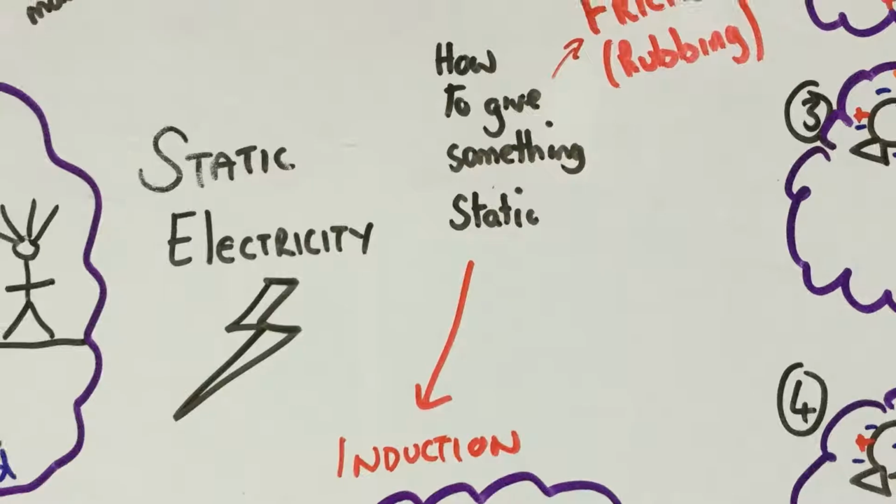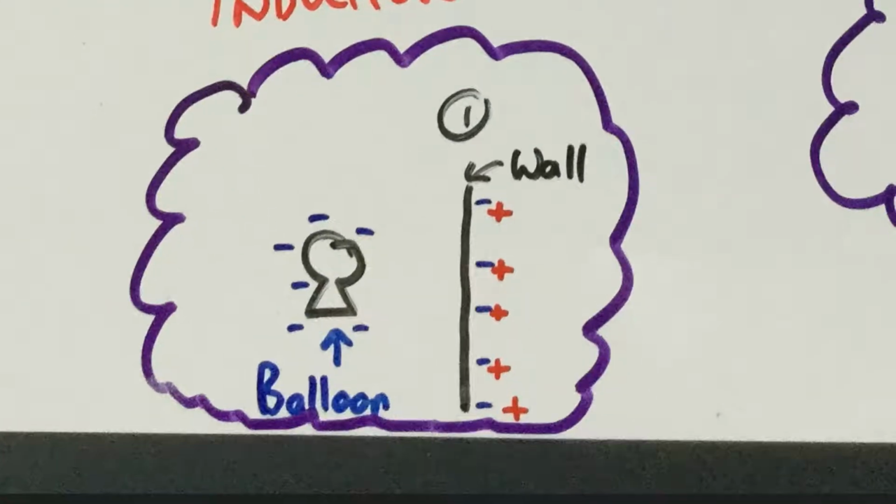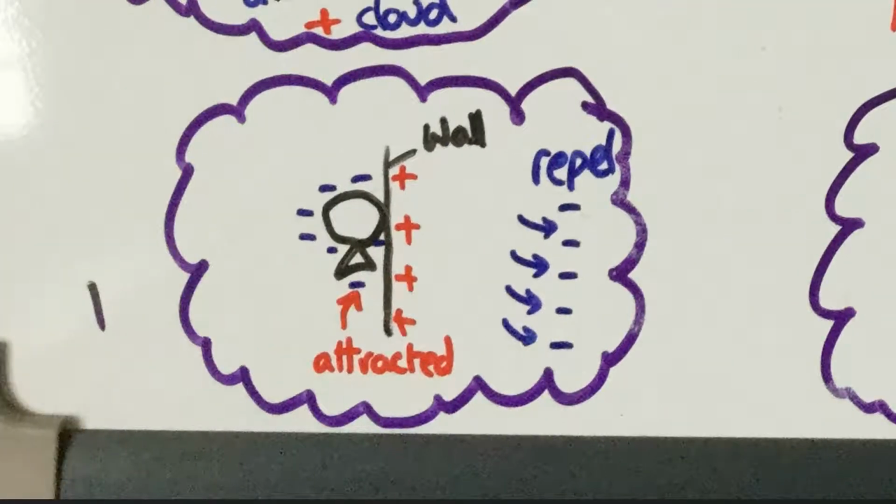The other way of giving something an electric charge is by induction. Here's a good example. If we have a balloon that's got a negative charge and we bring it up to a wall, you know that it sometimes sticks. The reason this happens is that the wall has equal numbers of negative and positive charges, so it shouldn't really feel any sort of effect. But the balloon has the effect of pushing away the electrons, so they go well away from the wall.